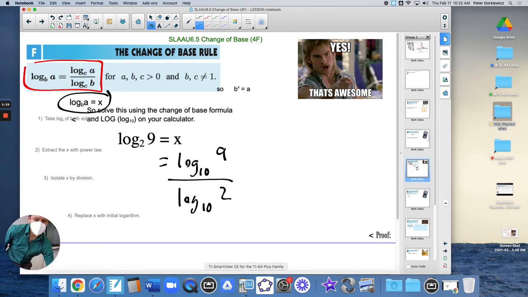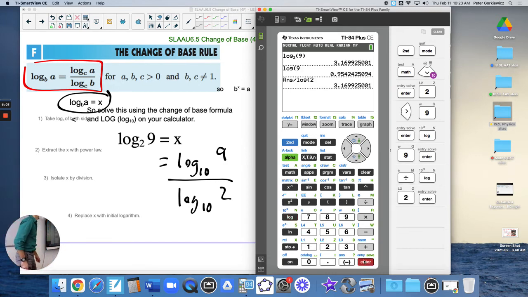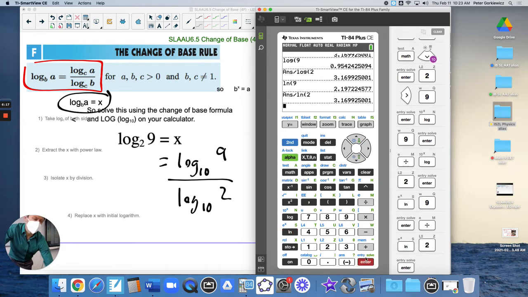And so if you have an old junky calculator, you can go log 9, divided by log 2, 3.16. And if you do it with natural log, same thing. It's base e, log 9 divided by log 2, still 3.16, right? Any base you want. We just have base e and base 10 already there. What's e? e is a number like pi.